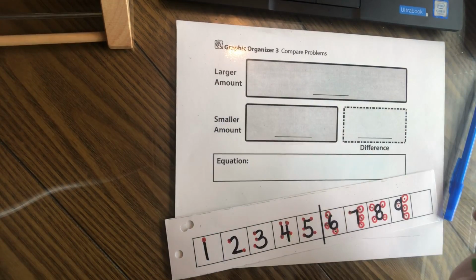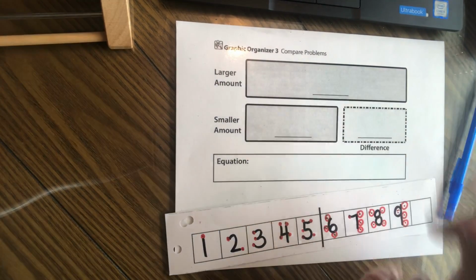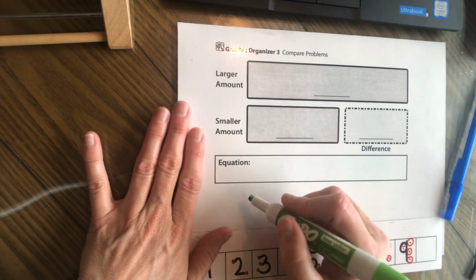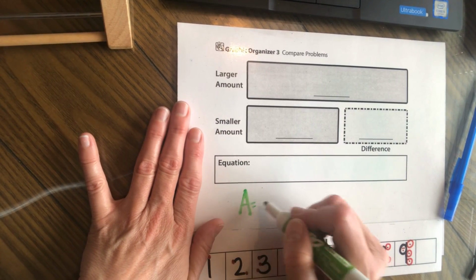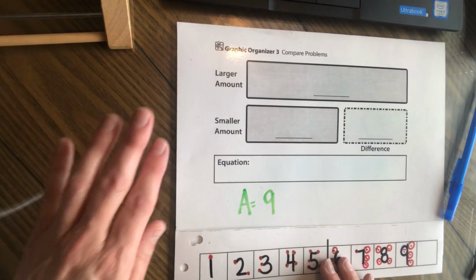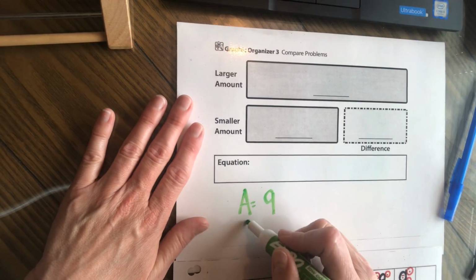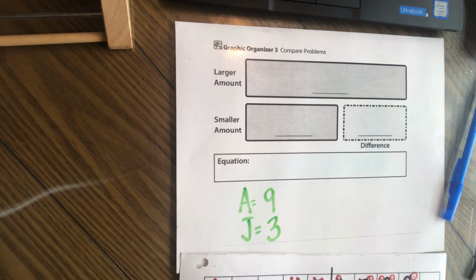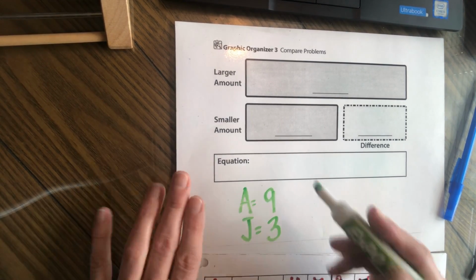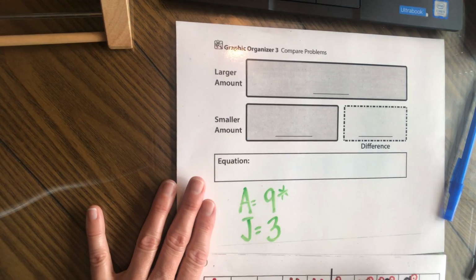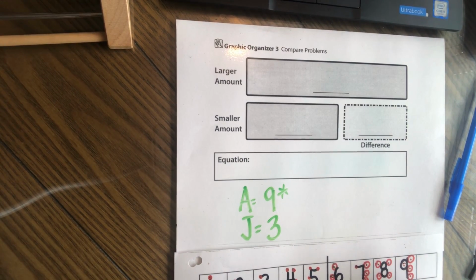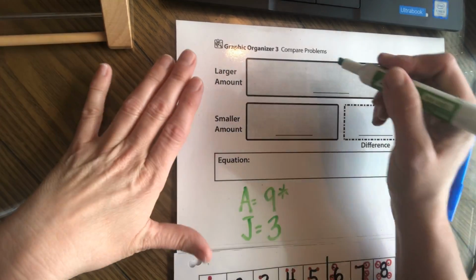Okay, let's do a few more. We have time. Alexis has 9 small boxes of raisins. So I'm gonna put A for Alexis and I'm gonna put 9. So she's got 9 small boxes of raisins. Jacob is a little boy and he has 3 small boxes of raisins for his snack. How many more boxes of raisins does Alexis have than Jacob? Does she have more? Yep, 9 is more.